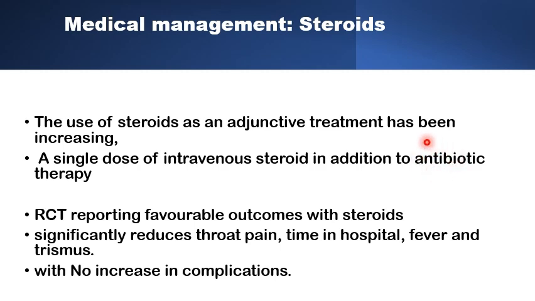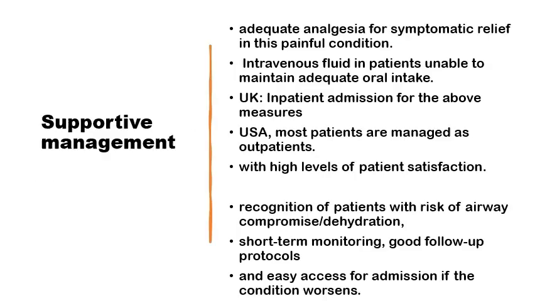And this has been on the rise recently after a randomized controlled trial showed that the steroids would significantly reduce the throat pain, the hospitalization time, the fever, and the trismus, and that there was no increased risk in the use of the steroids. In addition to the antibiotics and the steroids, adequate analgesia would be essential to control the pain for this very painful condition. Intravenous fluids may also be necessary in case there is any risk of patient dehydration from reduced oral intake.